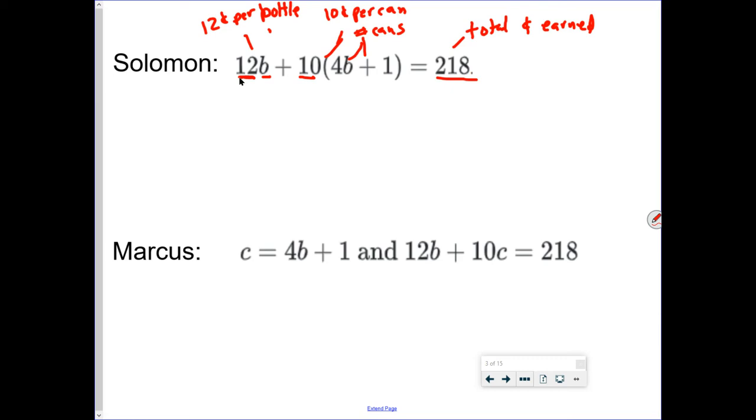Now we're going to do the same thing here. What does each of these parts represent? This is the number of cans, 4 times the number of bottles plus 1. 12B is 12 cents per bottle. This here, 10C, was 10 cents per can. And again, here is the total cents earned. I know it's kind of weird, but you've got to be able to identify and place all those values.